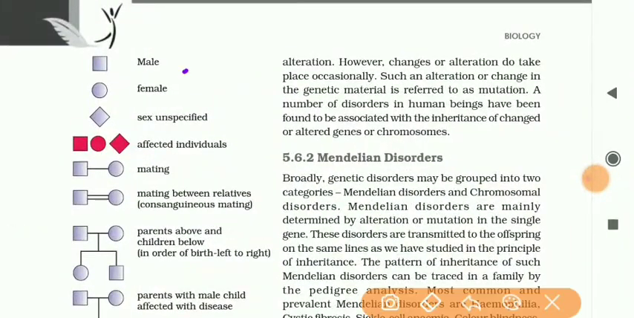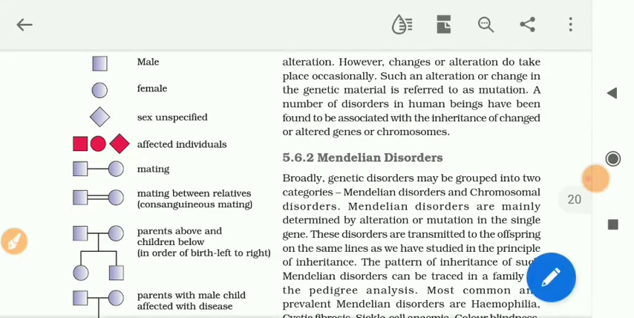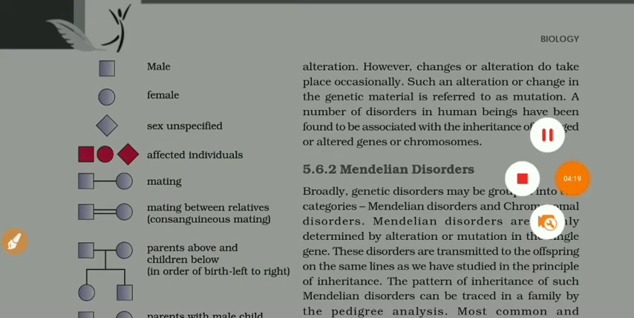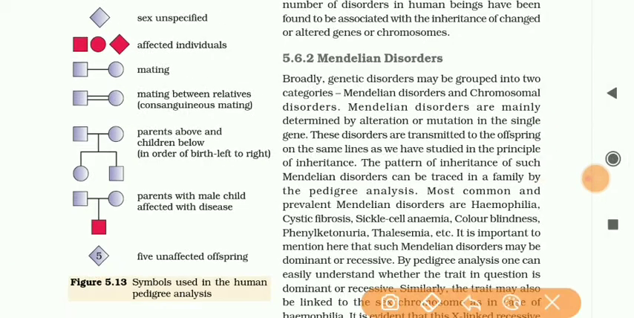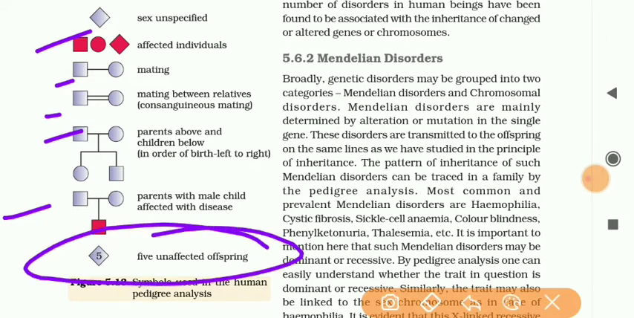There are some features: the square represents male, the circle represents female, and another symbol represents sex unspecified. This shows affected individuals, mating between relatives, parents and children below, parents with a male child affected with the disease, and this is 5 unaffected offspring.